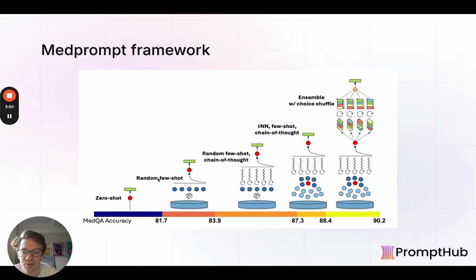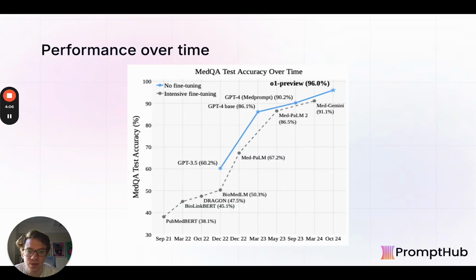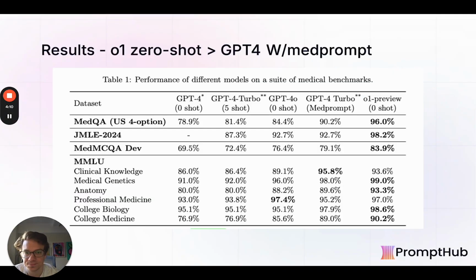So going from zero shot to adding few-shot to chain of thought, few-shot, so on and so forth. A couple of different things being layered on top. Here you can see the incremental difference from each of them. They did this with GPT-4 in June, and then they've come back and updated it to use O1 Preview and do kind of the same tests here.